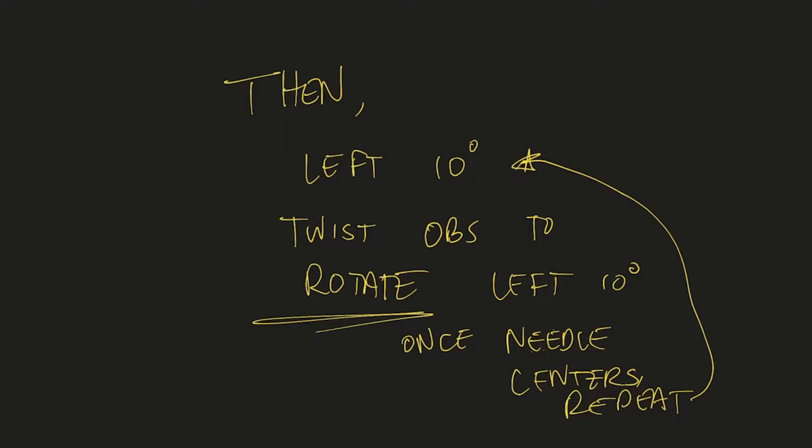I'm turning right first, then after the needle centers, I'm going to turn left 10 degrees, twist the OBS 10 degrees to make it rotate to the left, and then once the needle recenters, repeat the left turn 10 degrees. Okay, that's a lot of notes there.